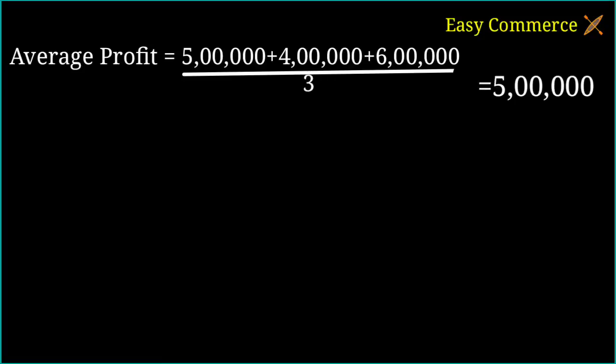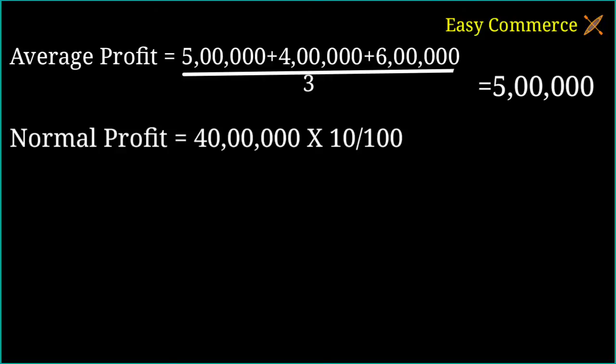Then we can calculate the normal profit. Normal profit is the 10% of capital employed. Normal profit equal to capital employed into normal rate of return divided by 100. Here capital employed is 40 lakh. So 40 lakh into 10%, the amount would be 4 lakh.